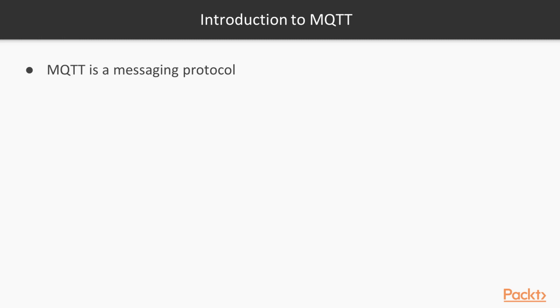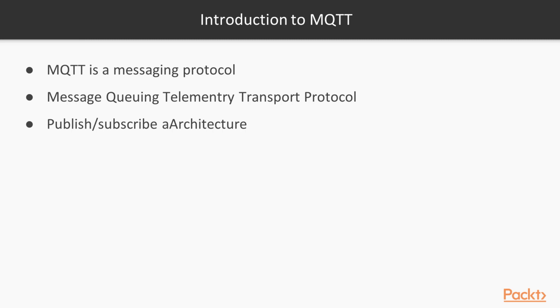protocol. Introduction to the MQTT protocol. MQTT is a messaging protocol. It is one of the most commonly used protocols in IoT projects. It stands for Message Queuing Telemetry Transport protocol. It is a lightweight messaging protocol that uses a publish and subscribe architecture to transfer data packets and information.